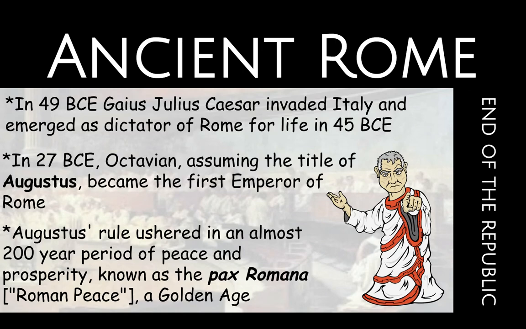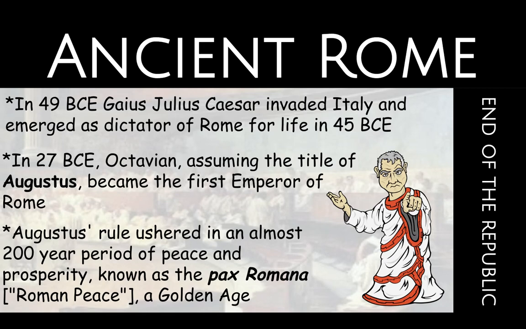So in 27 BCE, because Julius Caesar will be assassinated, Octavian, who takes the title Augustus, Octavian, I believe, is Julius Caesar's nephew. He takes the title of Augustus and declares himself the first emperor of Rome. And Augustus's rule will bring about an almost 200-year period of peace and prosperity known as the Pax Romana. It translates into Roman peace, which was a golden age of Rome.